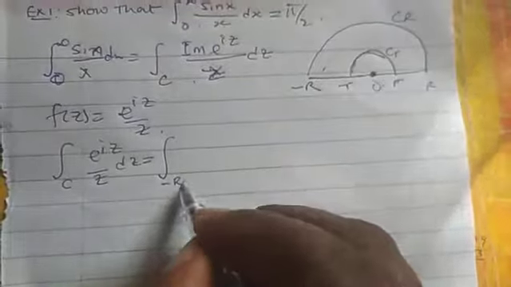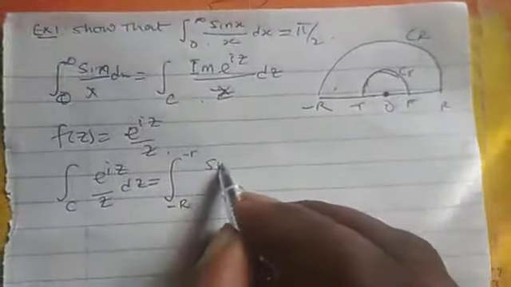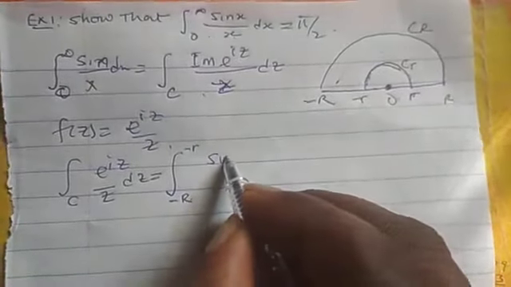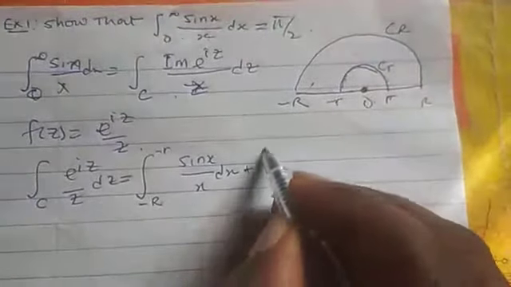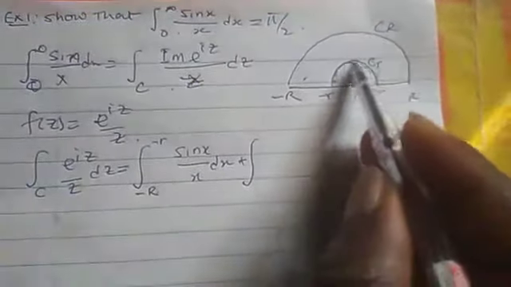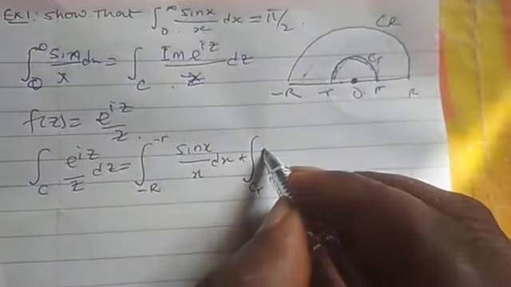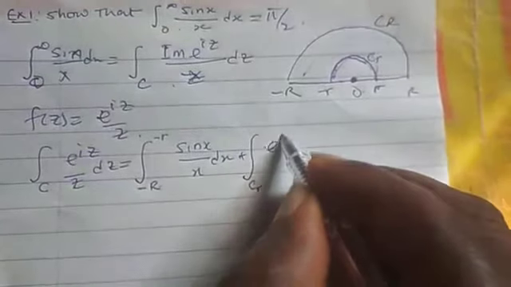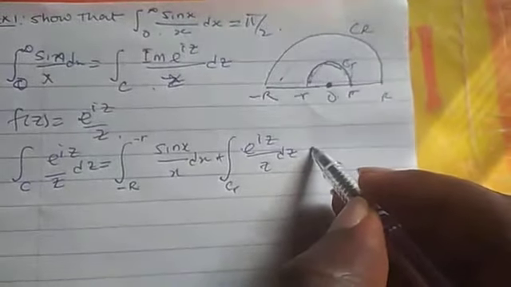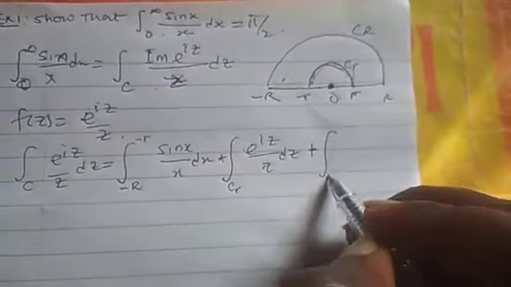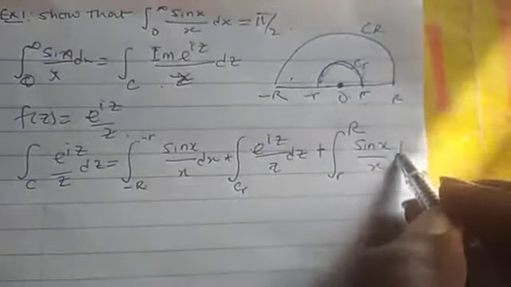So we integrate it from minus R to minus small r. So this will be, without stressing myself, sin x over x dx plus this second one, this is the next one, this arc small r, that is exponential I z over z dz. That's what we are using for that, plus small r to big R, this is sin x over x dx.